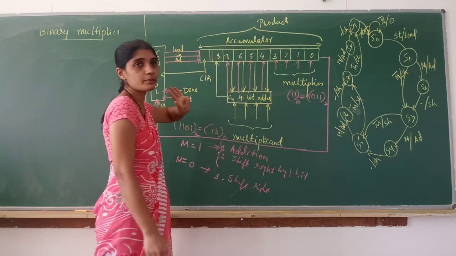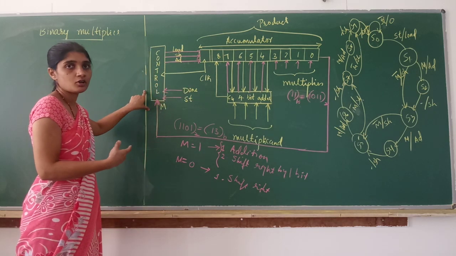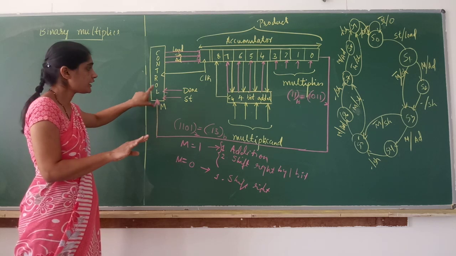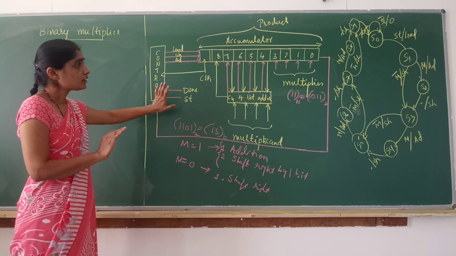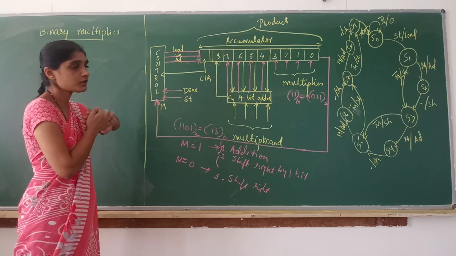Since we have only 4 bits of multiplier and multiplicand, the control unit should keep a count on the number of shifts that are generated from the control unit. If it reaches 4, it should stop the process, right? It should terminate the multiplication process. Imagine if the number of bits are more. Here we have taken only a 4-bit multiplier and a 4-bit multiplicand.